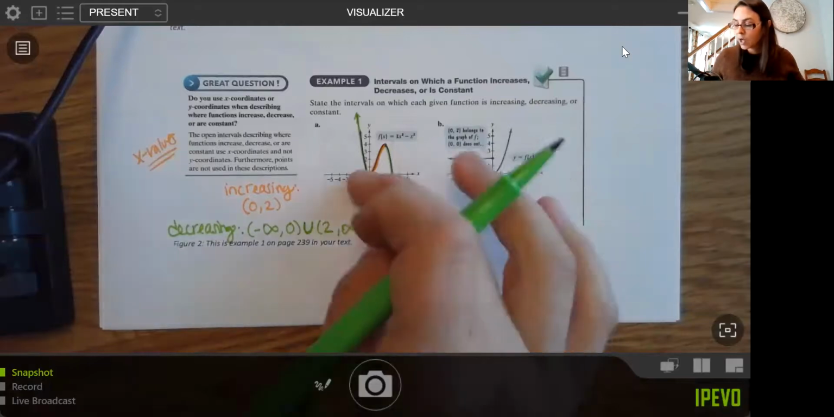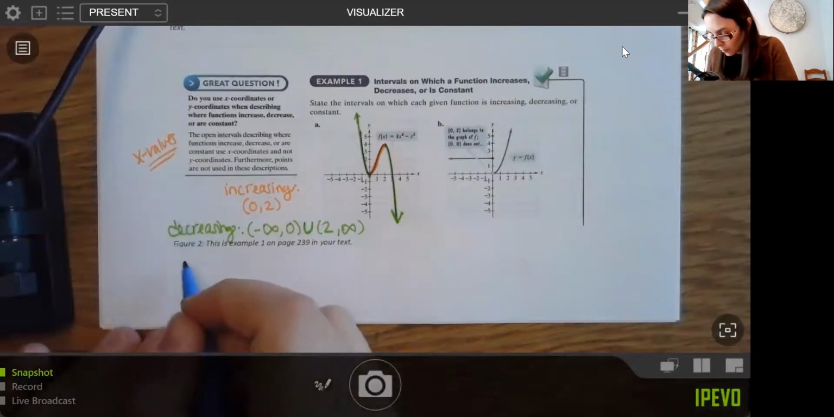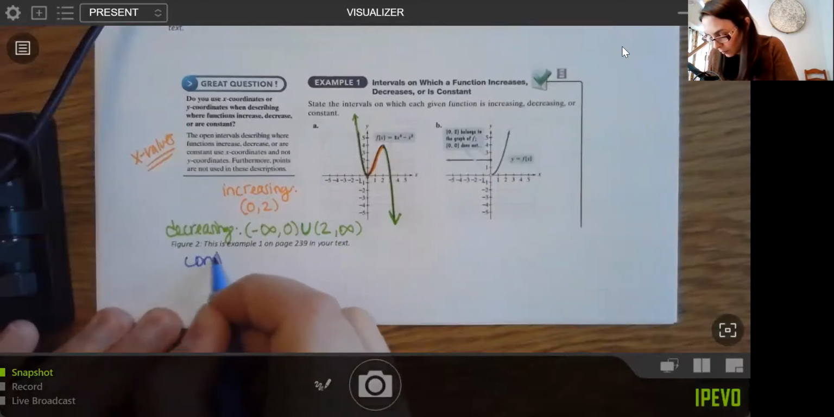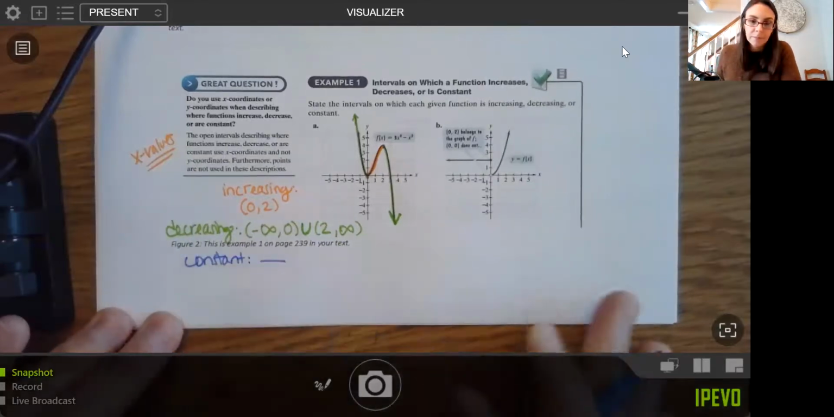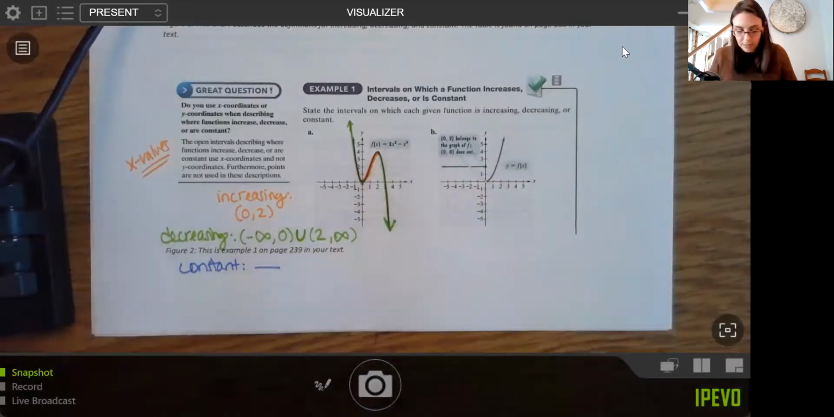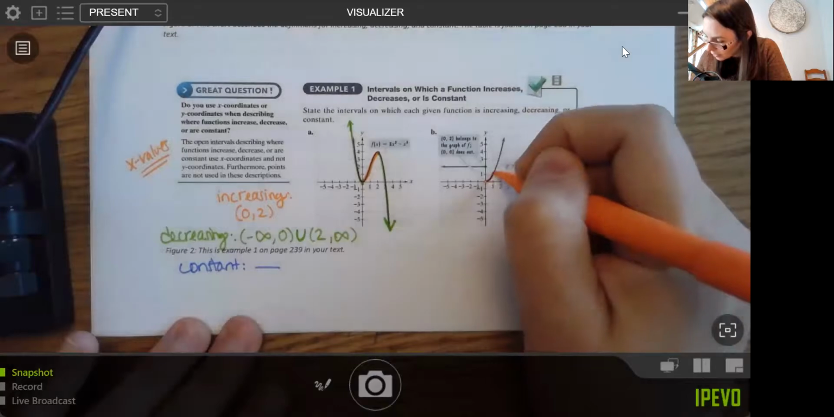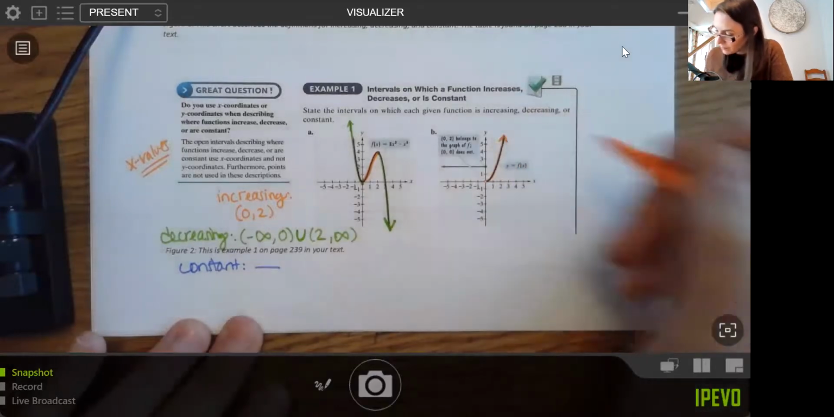And for this one, it is constant nowhere. So it is not constant anywhere. All right, now let's look at this one here. I'm going to start with increasing. And again, we're reading left to right. So I see we're increasing from here to here.